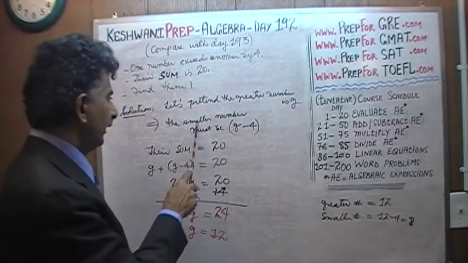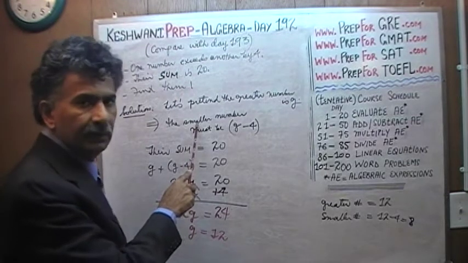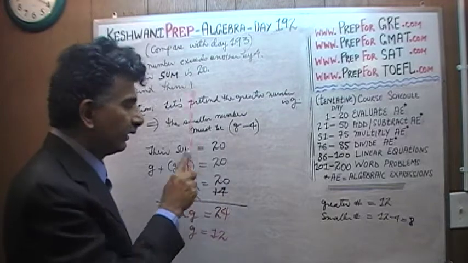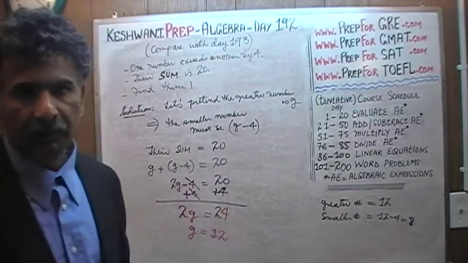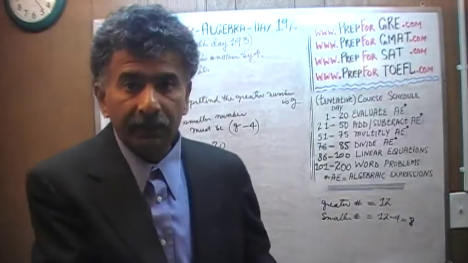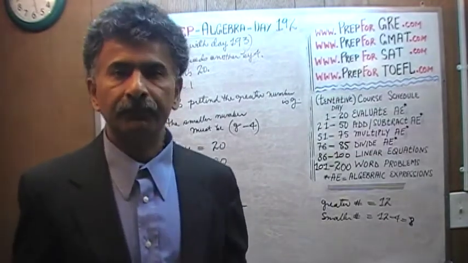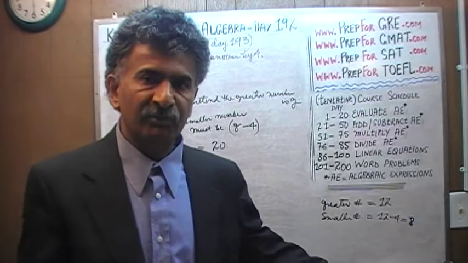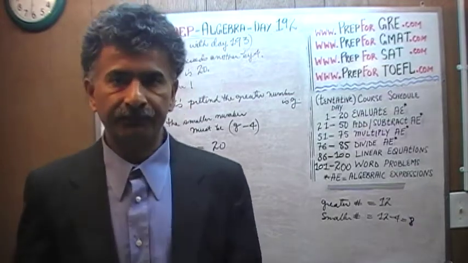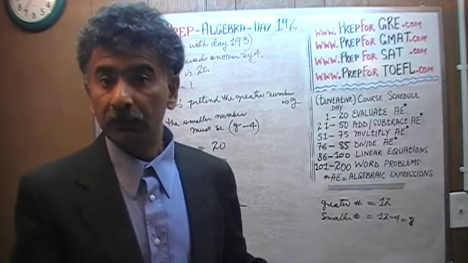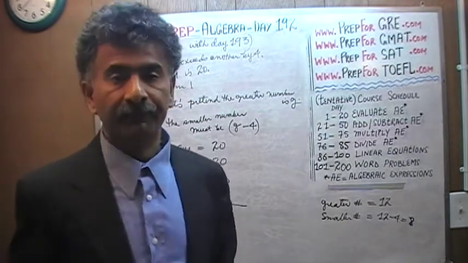We express the smaller number as 4 less than the greater number. That's what we're calling him. So instead of calling Michael Michael, we're calling Michael Billy's brother. You see? That is what it means to express one variable in terms of the other. We're not calling him by his name.